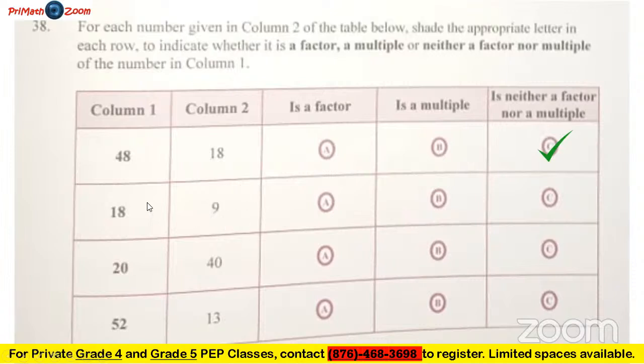9 is a factor of 18. 40 is a multiple of 20. And 13 is a factor of 52.